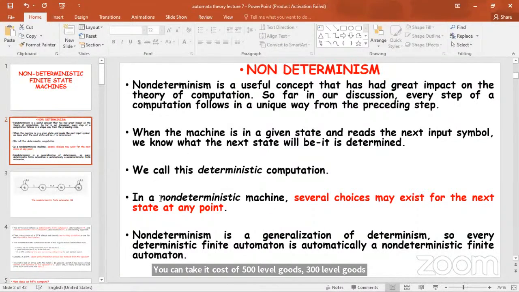So in a non-deterministic machine, several choices may exist for the next state at any point. Now, non-determinism is a generalization of determinism. So every deterministic finite automaton is automatically a non-deterministic finite state automaton.